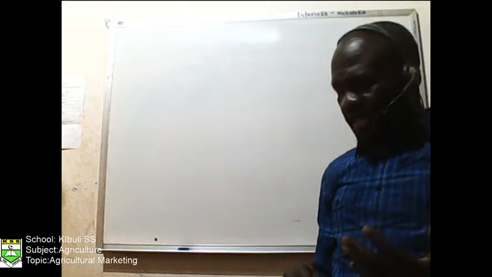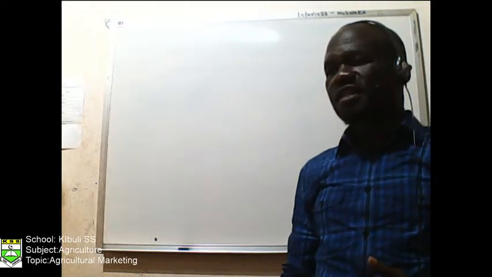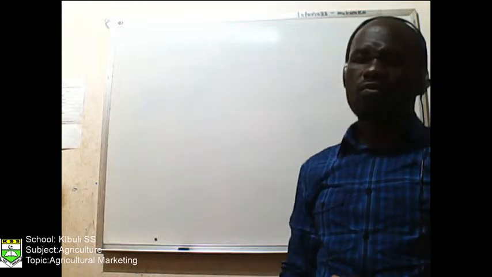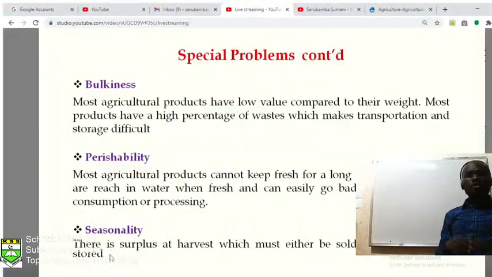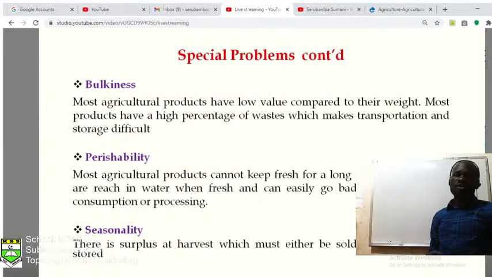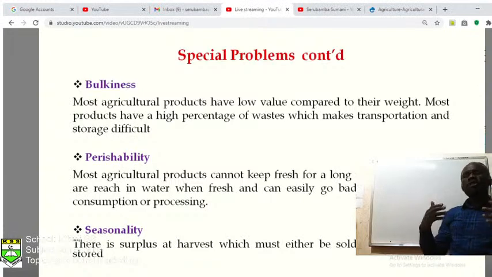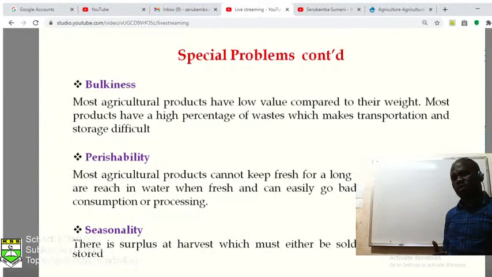Okay, the second problem with the marketing of these agricultural products is that the agricultural products are perishable. As you can see on your screen, agricultural products are perishable. So the problem is the perishability of these products. They can't last long. You're not going to keep them there forever. They get spoiled within a short period. Most of the agricultural products have a high moisture or high water content. We can't keep them for long. So what happens is that because of fear of making losses, you can even end up selling them at prices that are not remunerative. Okay?